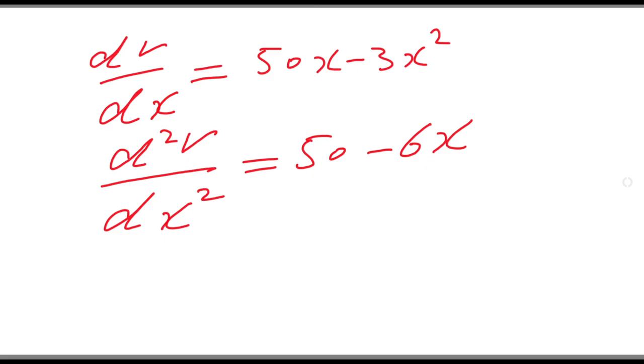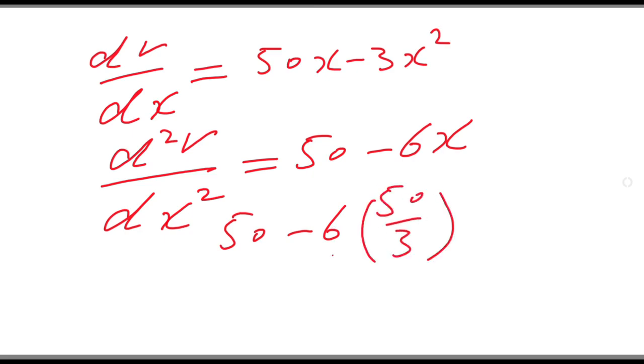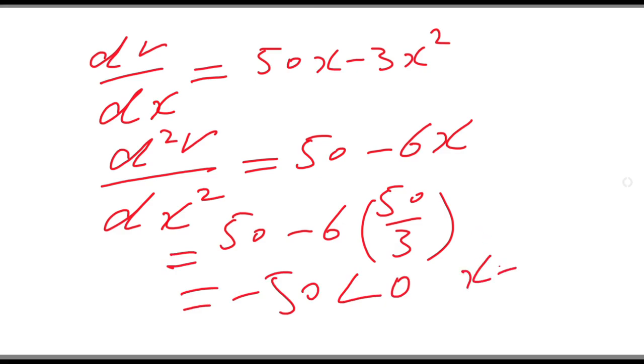Now we need to substitute the x value here. 50 minus 6x, we got x as 50 over 3. The answer becomes negative 50, which is less than 0. So which means x equal to 50 over 3 is the correct answer. This is a maximum value. This is my final answer.